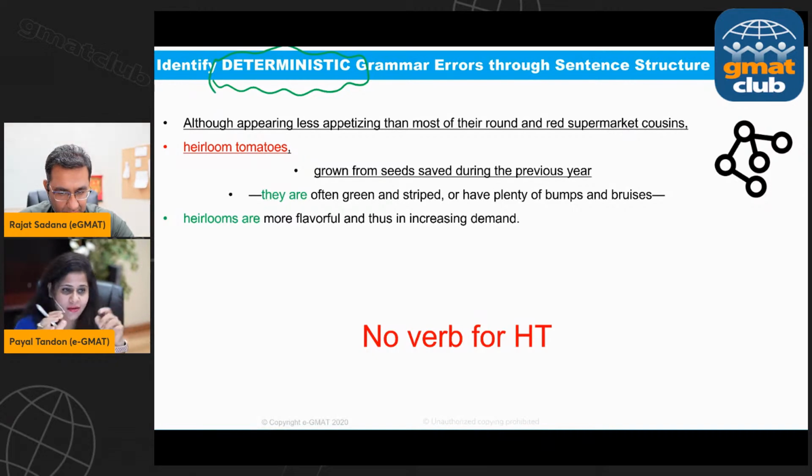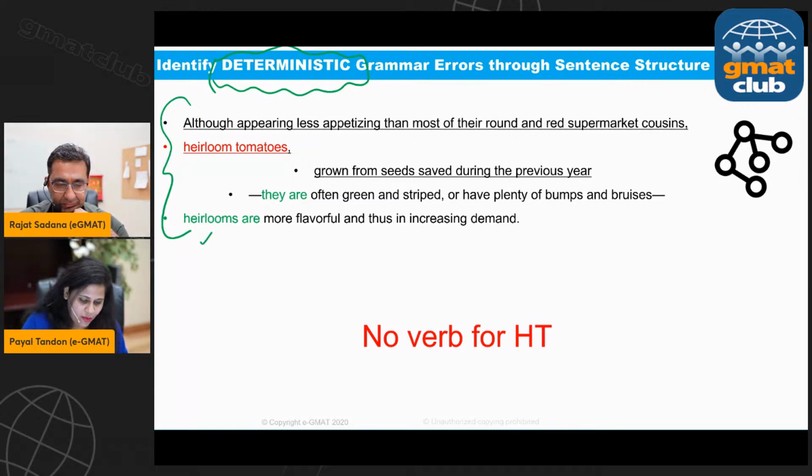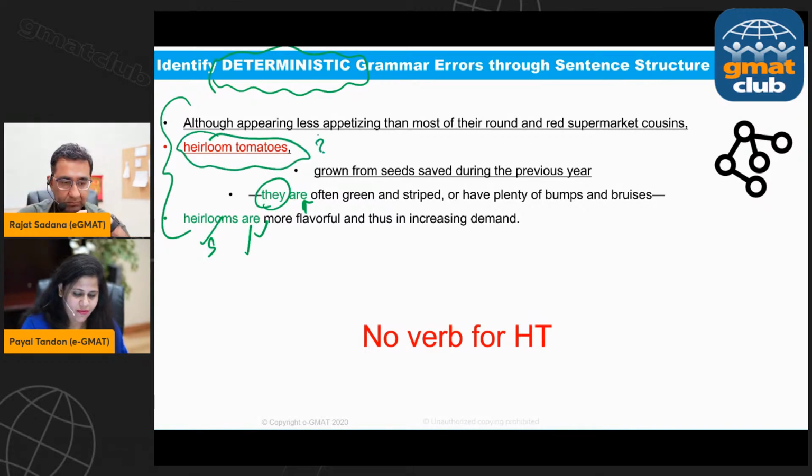And I'm not saying understand all the grammatical errors, only the deterministic grammatical errors. And that's what the simplified sentence structure helps you identify. Over here, instead of that big chunky sentence, what you see is "heirlooms are" has this as a subject and this as a verb, subject, verb. Both the subject-verb pairs are accounted for. But this "heirloom tomatoes" is hanging without any verb, right?